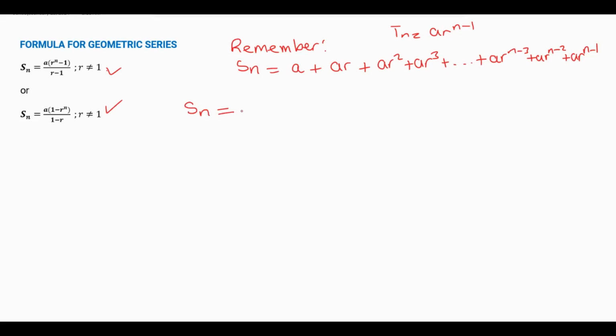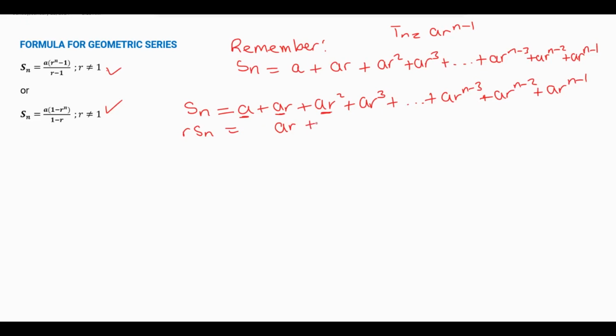Sn is equal to... remember, when we were proving the formula for arithmetic series, we added the two Sn's, but now in this case, we're not going to add them. You have to multiply Sn by r. So we're going to have r Sn like this. Then we multiply everything by r here. A times r, what do we get? We're going to get ar. And then ar times r is going to be ar squared.